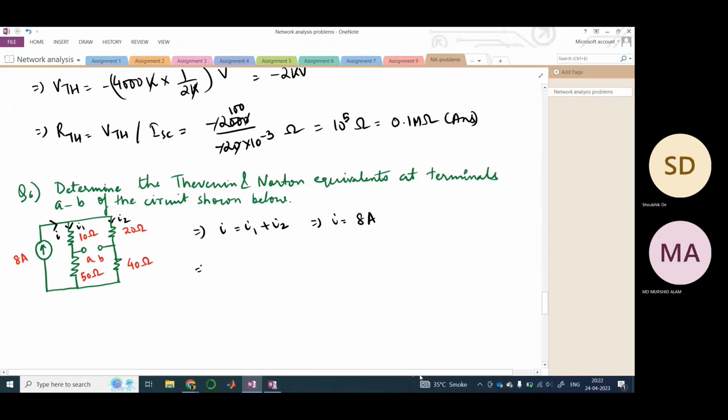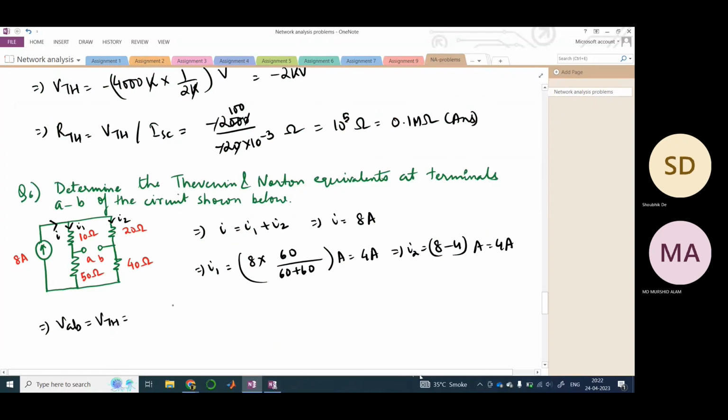What would be I1? This would be simple current divider rule. So 8 into this total resistance, right? 60 divided by 60 plus 60, right? Quickly. So this would be 4 ampere. Similarly, therefore I2 would be 8 minus 4, right? I minus I1 would be 4. So therefore, what would be VAB?